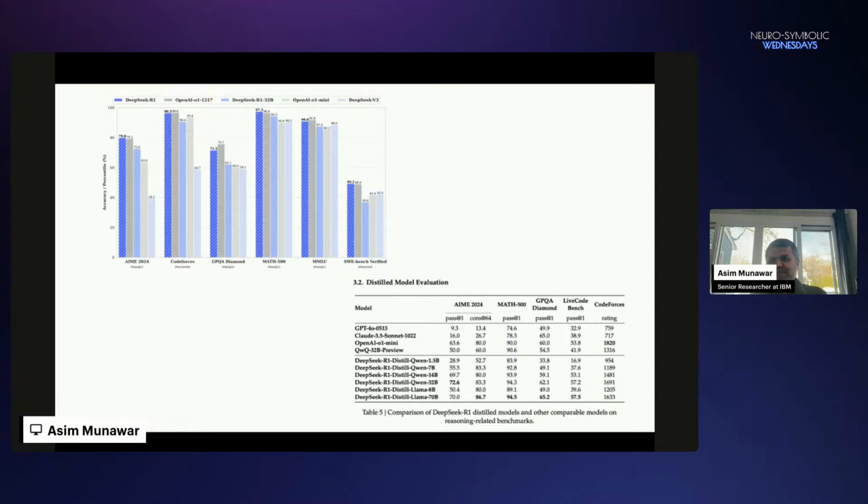And these are the results. The results don't matter a lot right now because there are newer models that are much better at the capabilities. But this talk is more about the process with which we can think of making a reasoning model.